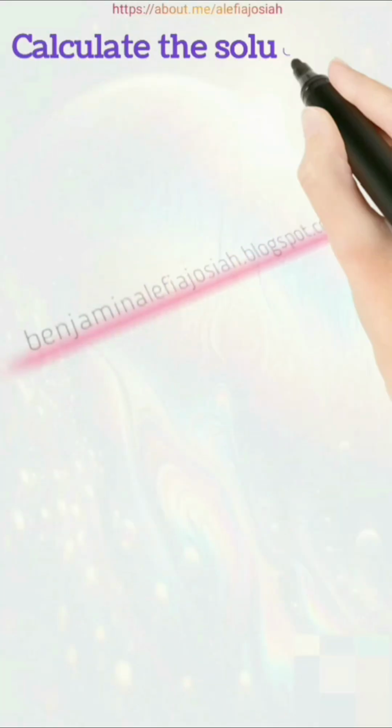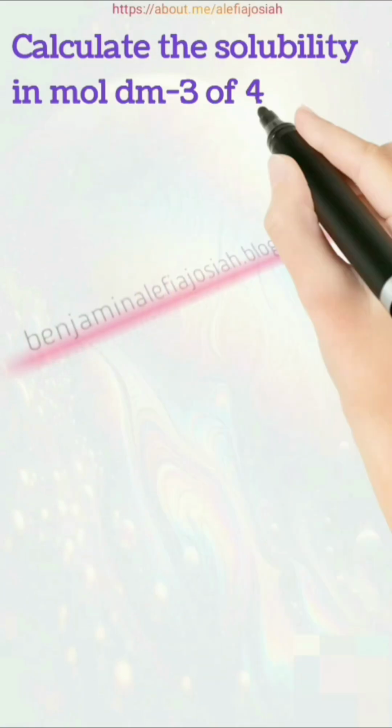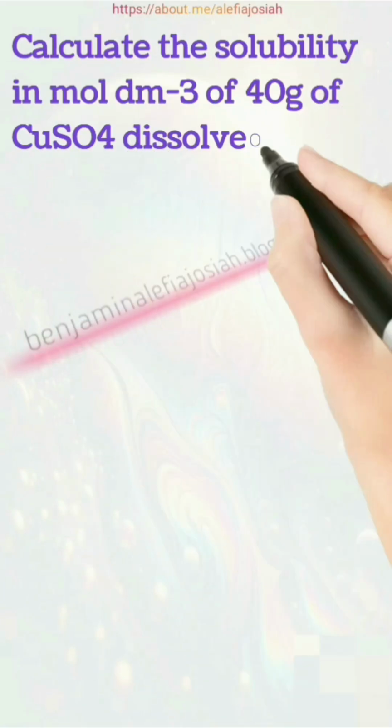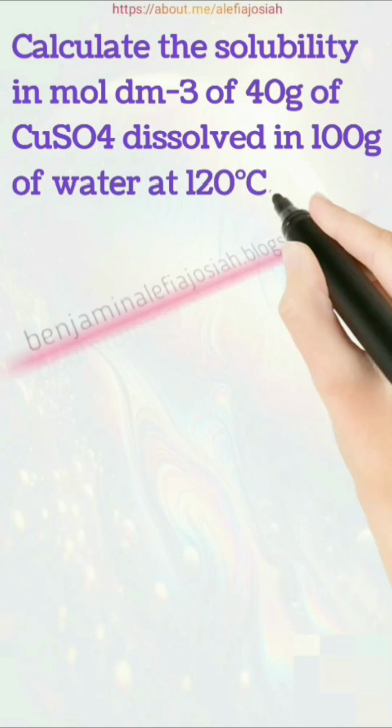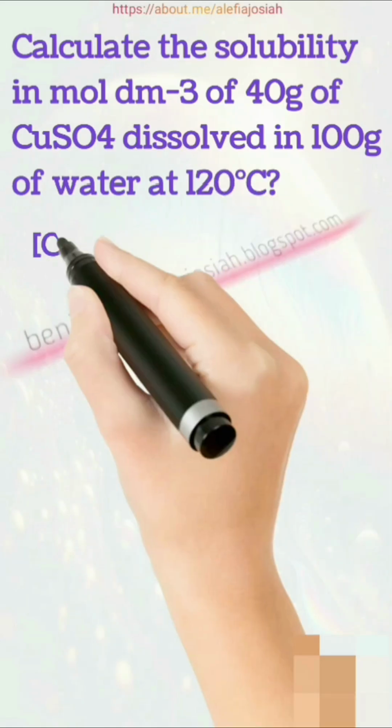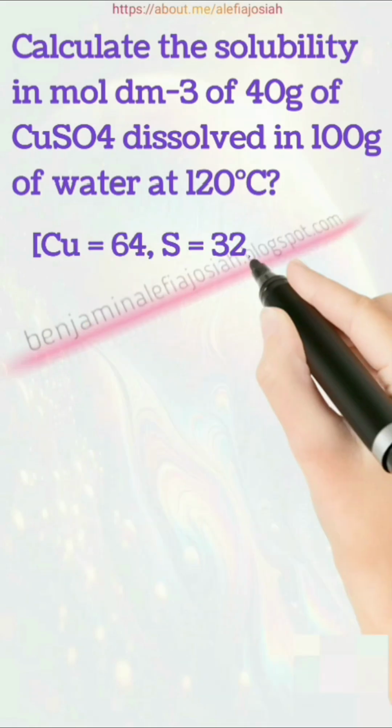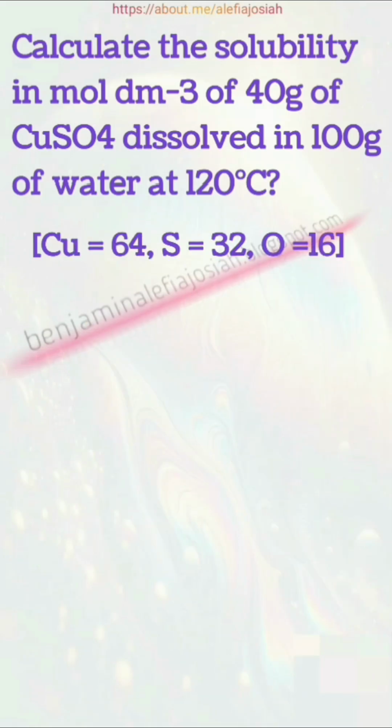So let's reflect on this UTME past question. Calculate the solubility in mole per dm cube of 40 g of copper tetraoxosulfate VI dissolved in 100 g of water at 120 degrees Celsius. And here comes the attached data to this question. Cu is equal to 64, S is equal to 32, and O is equal to 16.